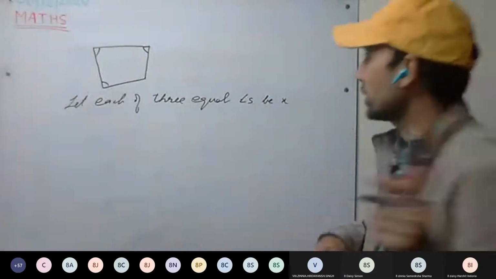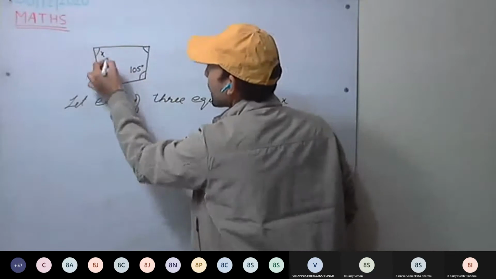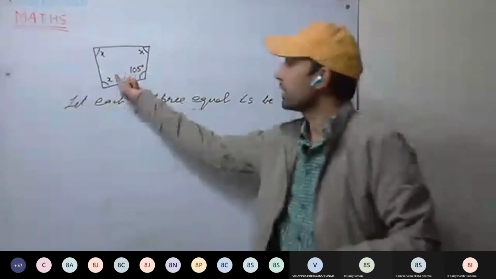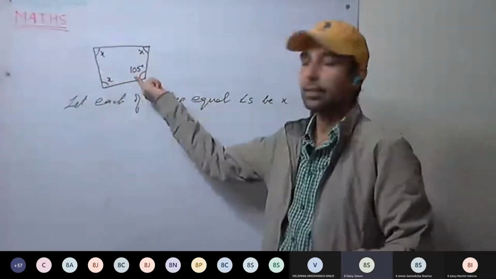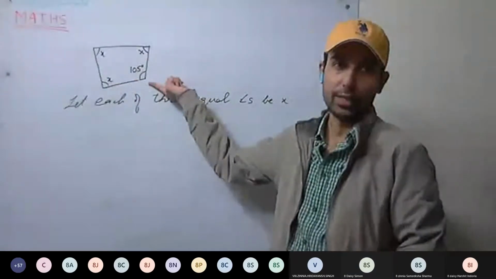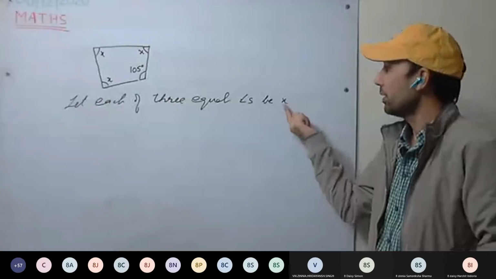It is saying three angles of the quadrilateral are equal. The fourth angle is 105 degrees, and the other three angles will be x degrees each. So we are taking them as x, and the remaining angle is 105, which is provided in the question.